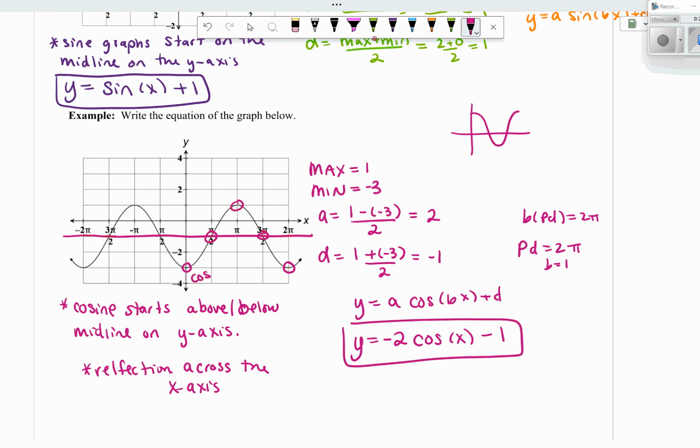And so again, this was cosine. And so that is all for our periodic functions and graphing sine and cosine, and then also writing the equation given the graph.